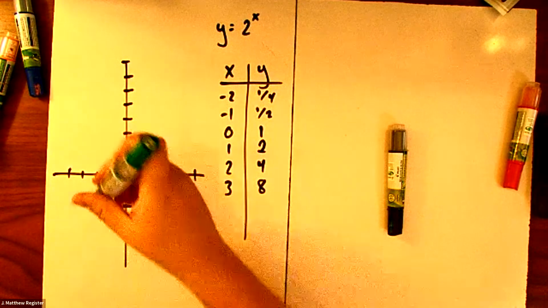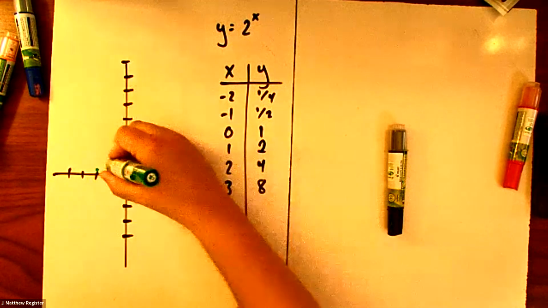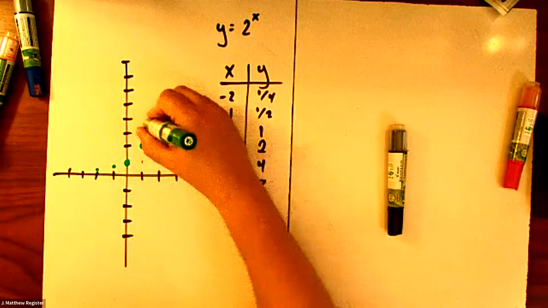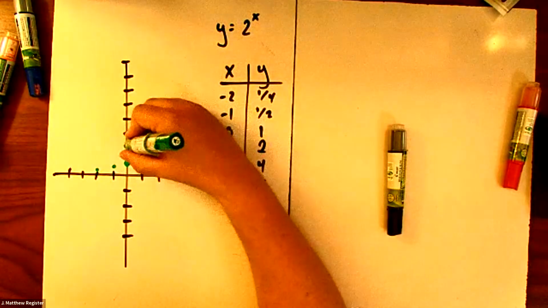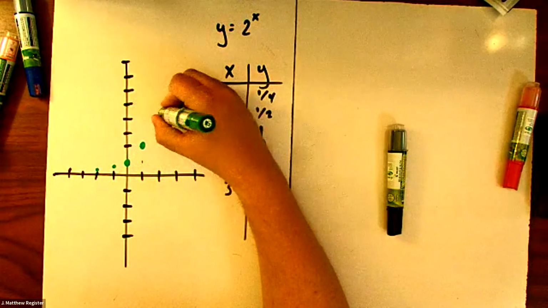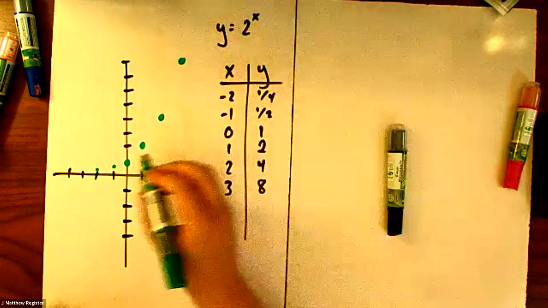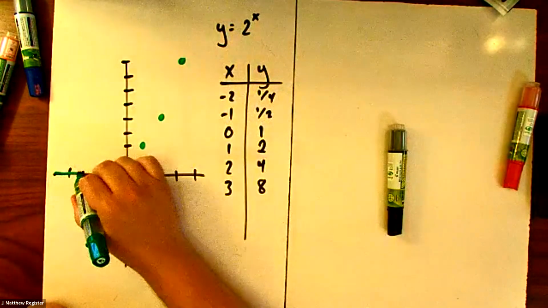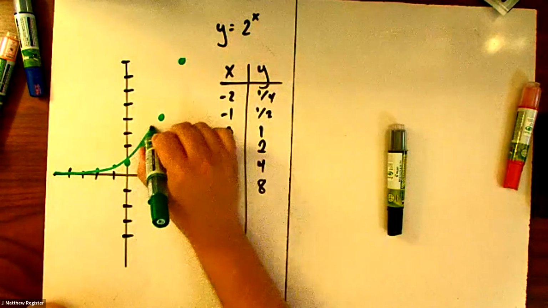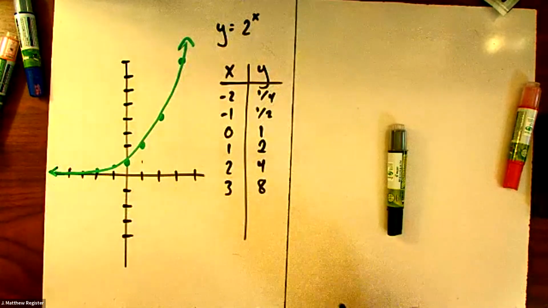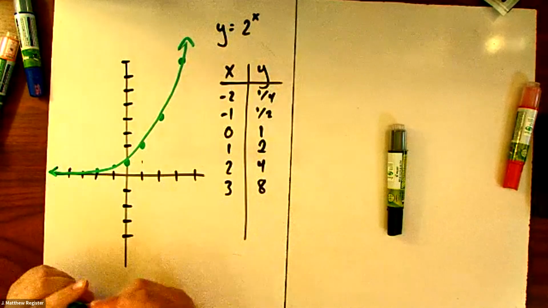And so at -2, we're getting 1/4, then 1/2, then 1, 2, 4. 1, 2, 3, 4. Counting's the hardest part, I swear. And there we go. And that's the curve of y equals 2 to the x.